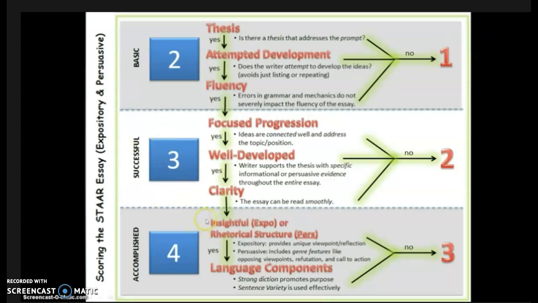If that student, however, moves on to also include insightful elements and rhetorical structures for either the persuasive or the expository essay, including the language components of strong diction and sentence variety, that student will earn a 4. If, however, they fail any of these components, they automatically move back to the previous level. For those of you that have seen this flow chart with a short answer, it pretty much runs the same way. A student cannot move up to the next level of scores unless all components are present. And of course, these are all taken from the rubric and the sample essays.